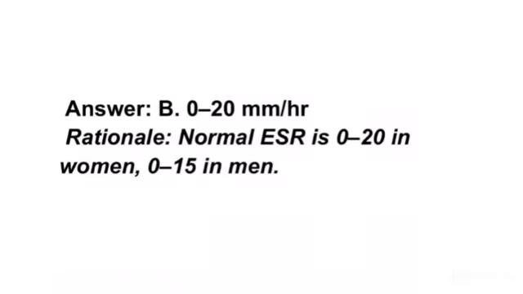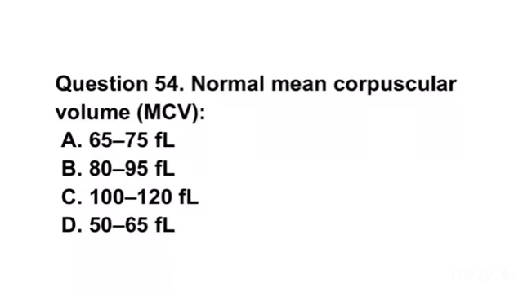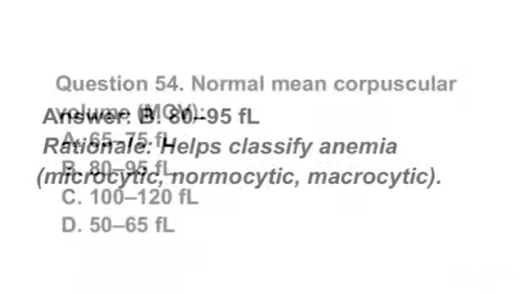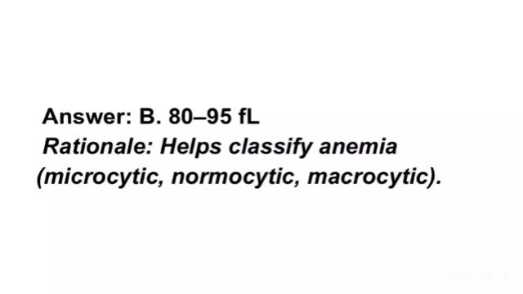Question 54. Normal mean corpuscular volume, MCV. A. 65 to 75 femtoliters. B. 80 to 95 femtoliters. C. 100 to 120 femtoliters. D. 50 to 65 femtoliters. Answer: B. 80 to 95 femtoliters. Rationale: helps classify anemia, microcytic, normocytic, macrocytic.